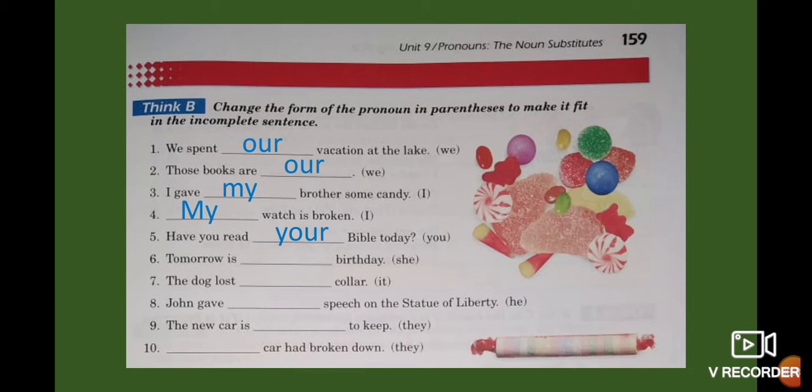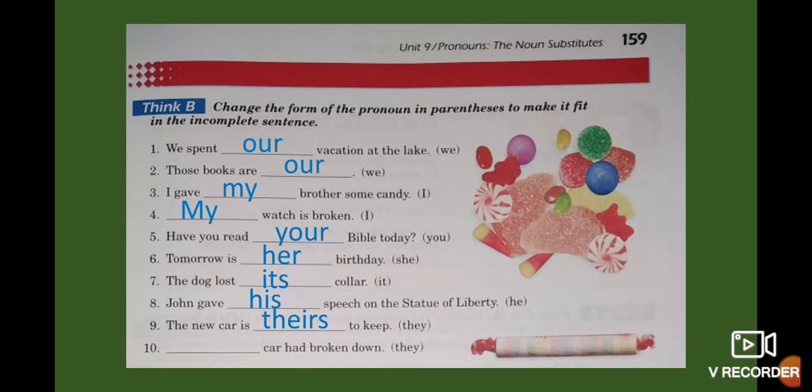Number six, tomorrow is, we write the possessive form of the pronoun she. In this case is her. Tomorrow is her birthday. Number seven, the dog lost possessive form of the pronoun it. In that case is its. The dog lost its collar. Number eight, John gave possessive form of the pronoun he, his. John gave his speech on the Statue of Liberty. Number nine, the new car is, in that case, the possessive form of the pronoun they is theirs. The new car is theirs to keep.